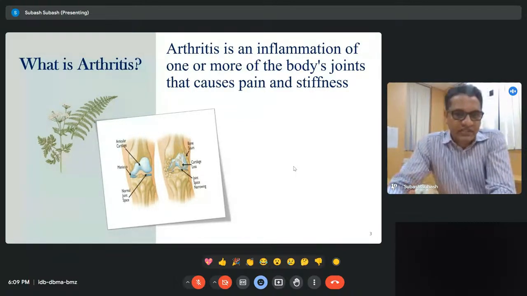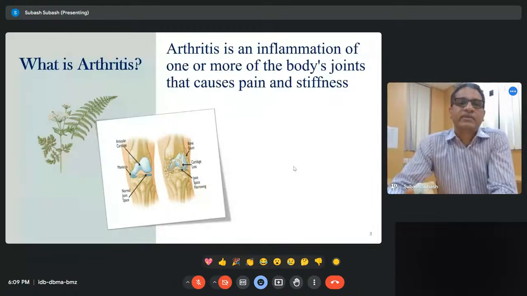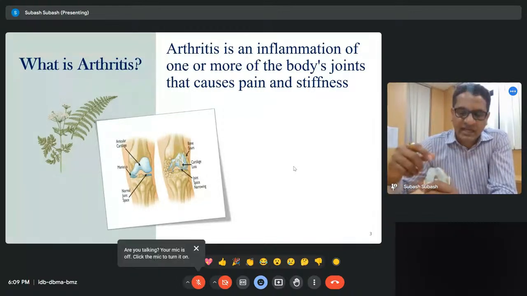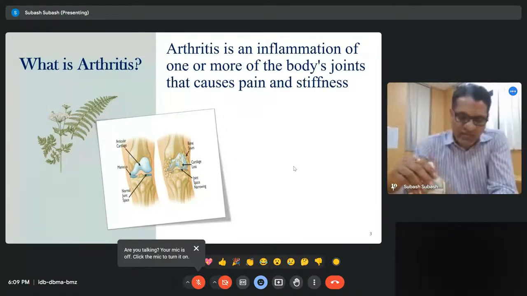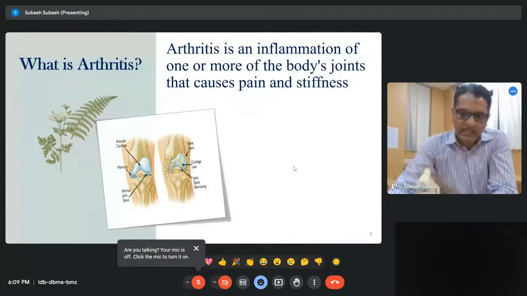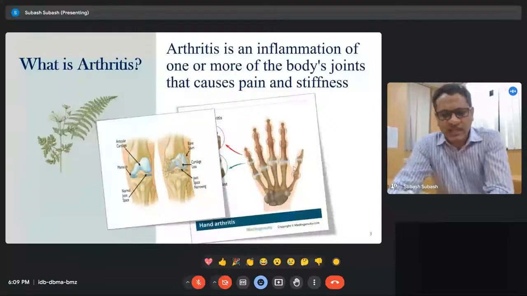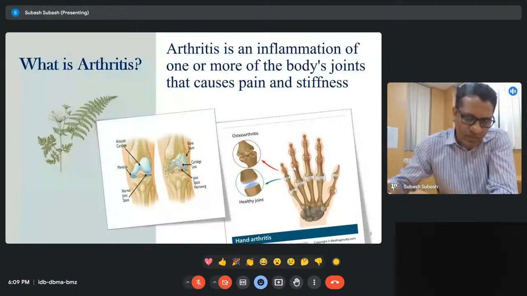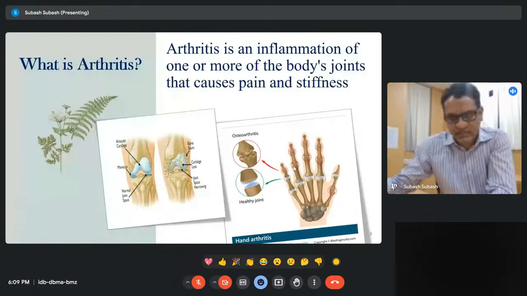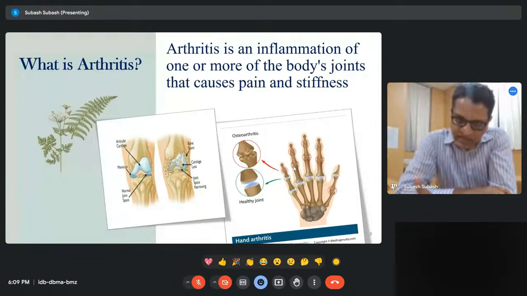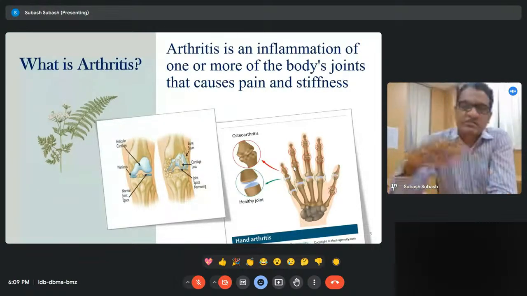So that is a picture depicting the cartilage. When the cartilage goes away and the bone spurs which are there rub onto the bone, that is what causes the knee pain. This arthritis can affect anywhere in the body, from hip joints to the hands, the ankle, the shoulder, and also the spine.